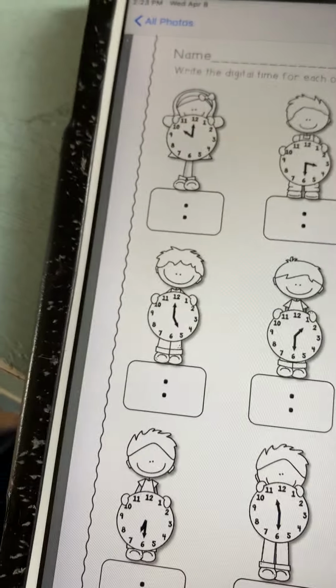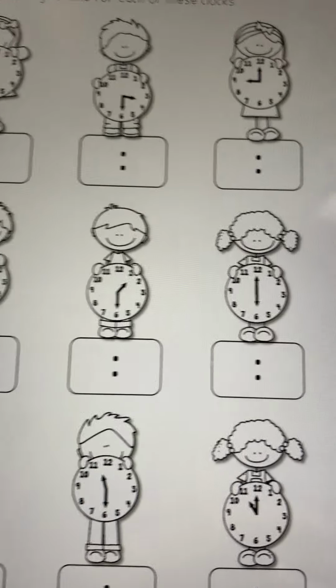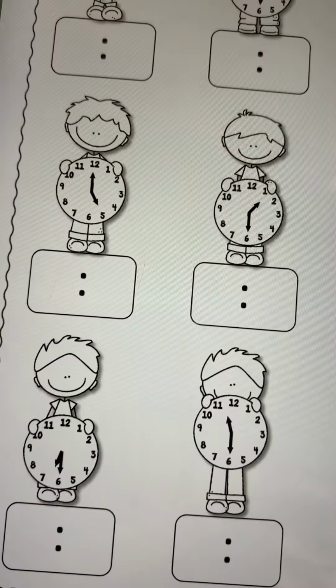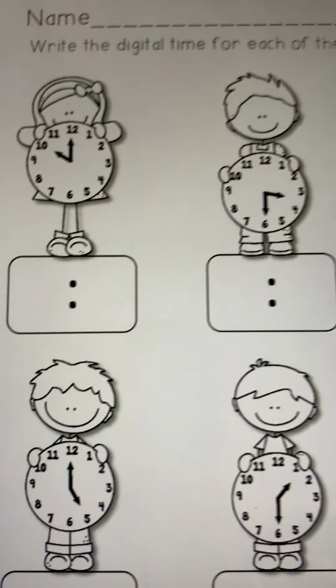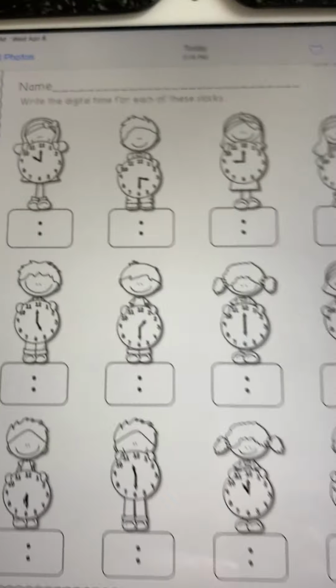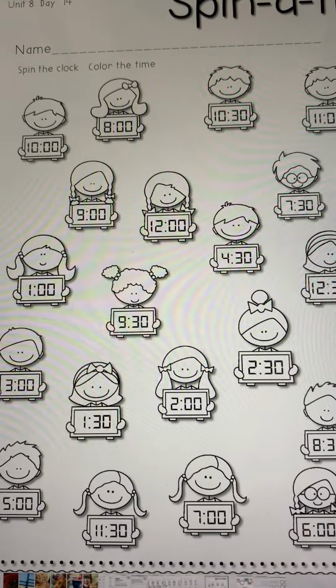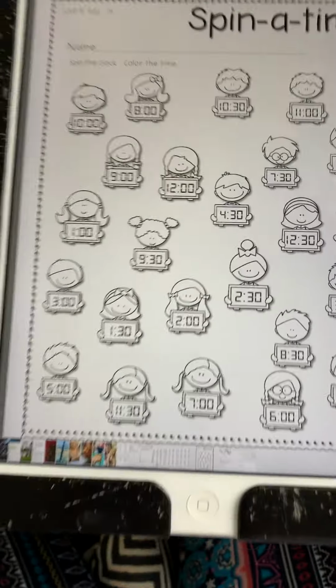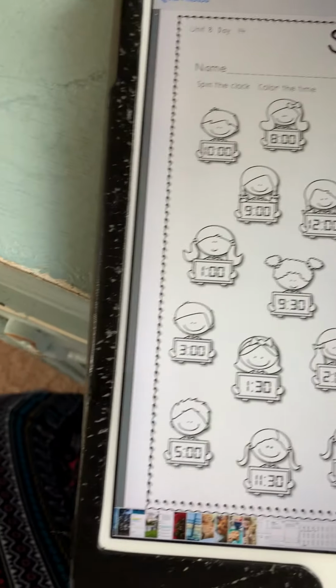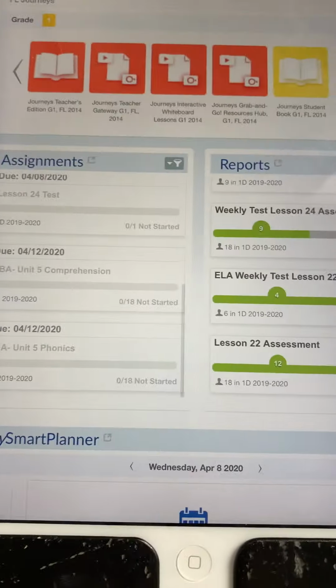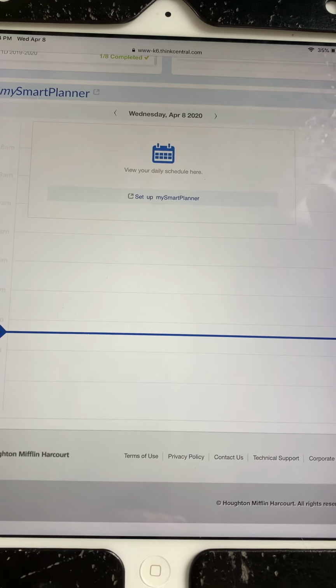Next, digital time. It's the same thing, but this time it's mixed up. They've got time to the hour and time to the half hour inside of one worksheet. And this one is the one where you're probably going to have to make a spinner. So that's that.